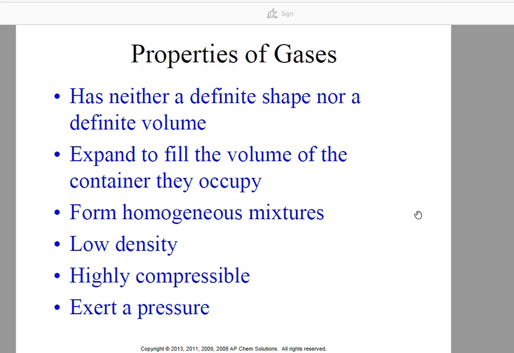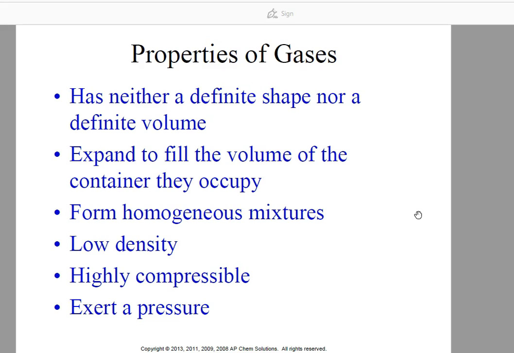Gases always form homogeneous mixtures. That's a good review word for the final. What does homogeneous mean? Give me an example of a homogeneous solution. Salt water. But water is not a solution or a mixture, right? Water is a compound. Okay. Remember elements, compounds, mixtures?